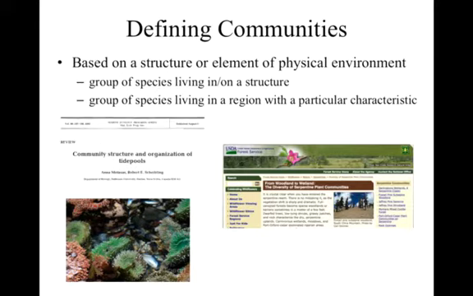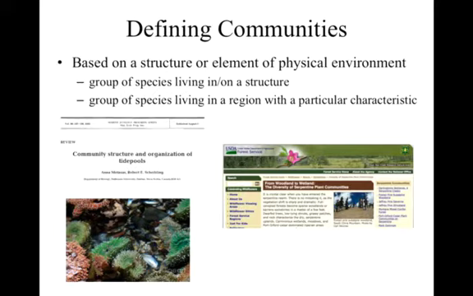So a tide pool is basically just a depression in the rock. It's a physical structure, but it traps organisms in there. And all the organisms that are in there live and interact with each other in the same place at the same time, and that makes a community. And the boundaries of that community are defined by where the tide pool ends, where the water no longer pools inside the rock.